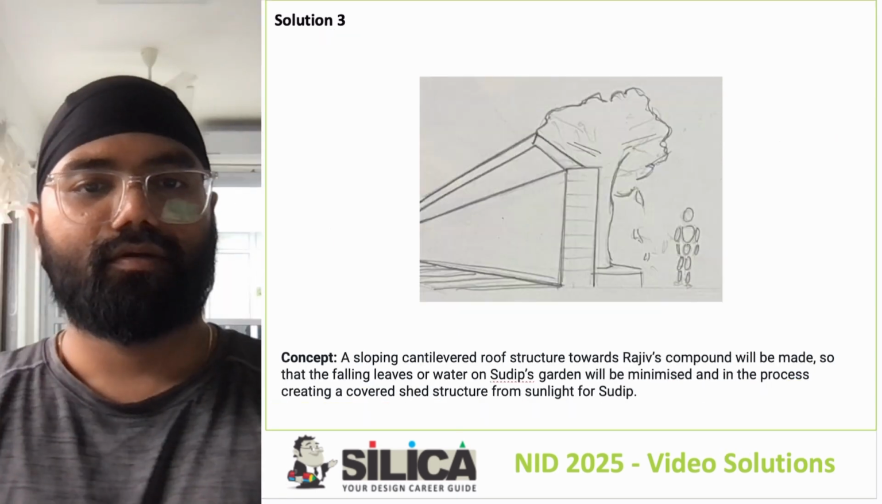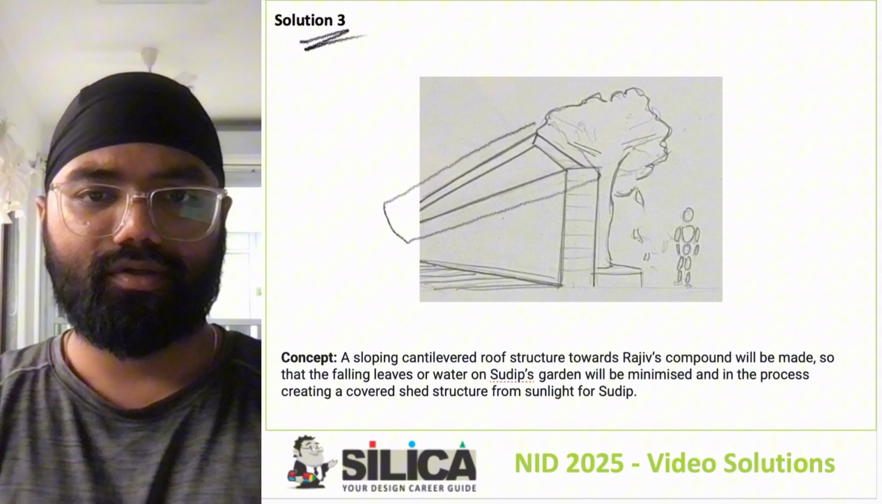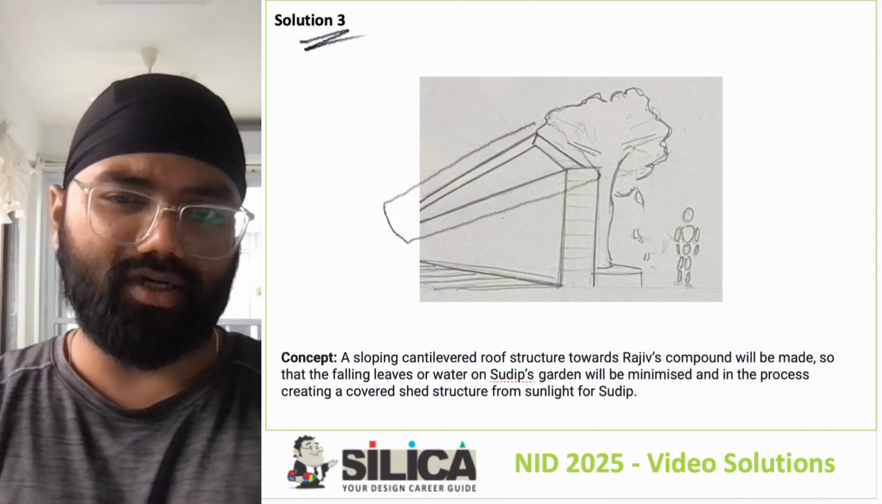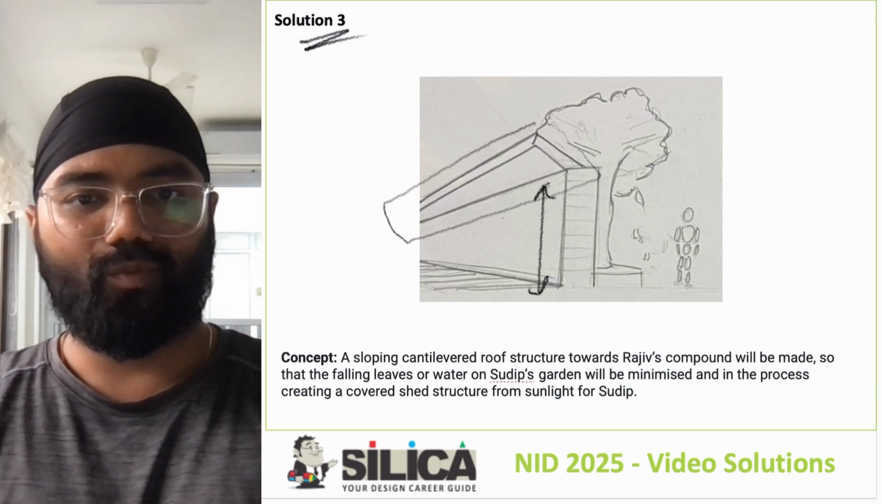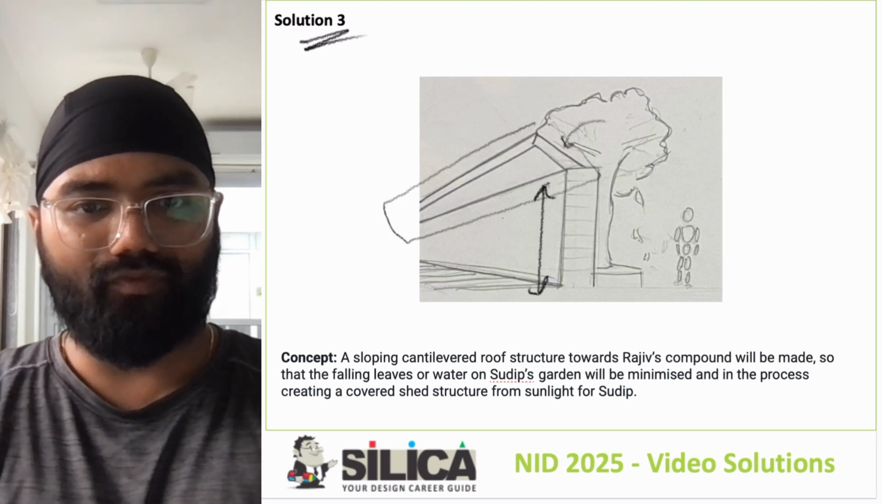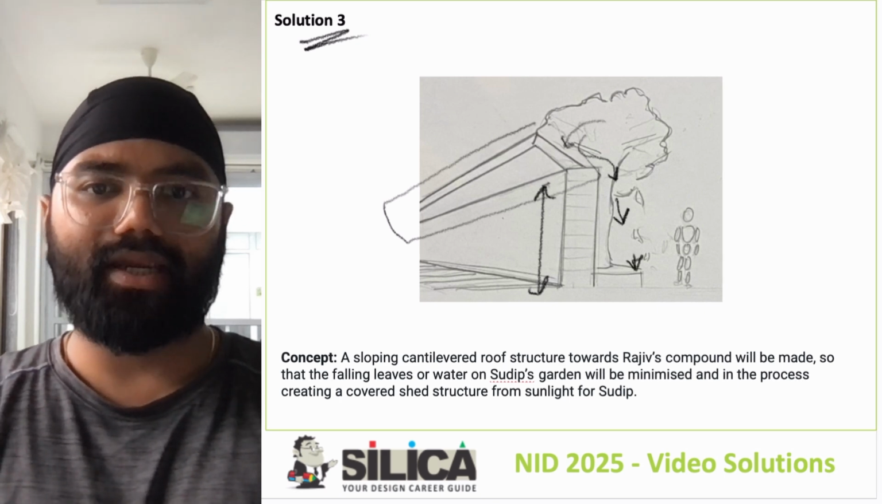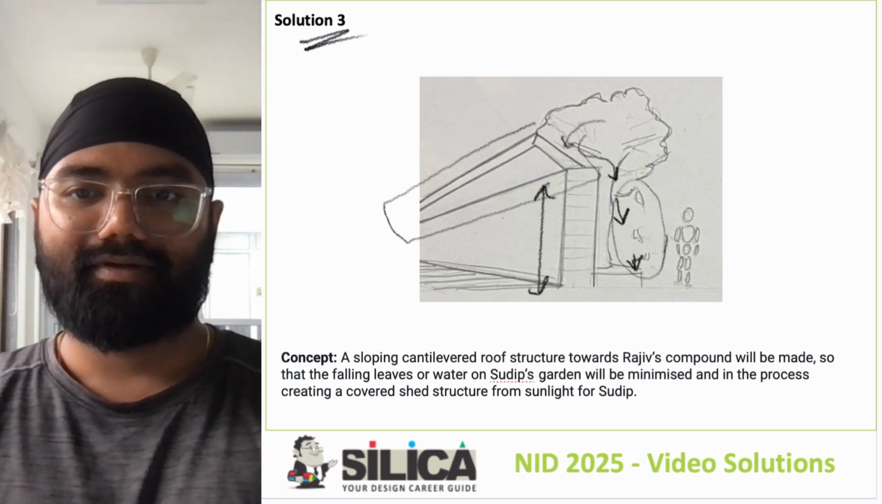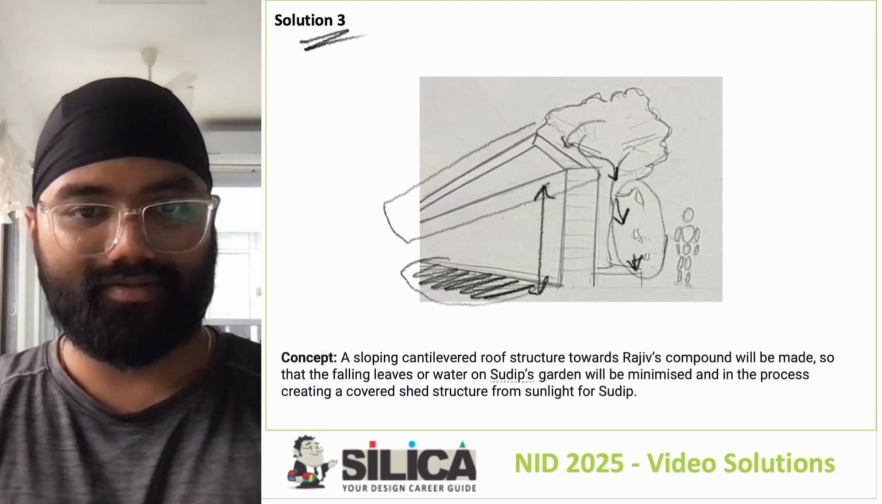So here's the third idea, where we go for a smart roof solution, where a sloped cantilevered structure is built above Sudeep's garden. So whenever leaves or rainwater or anything fall, they slide right back into Rajiv's yard. And bonus, Sudeep now gets a shaded area in his garden as well.